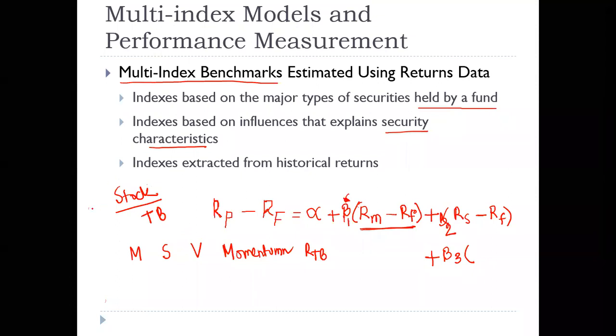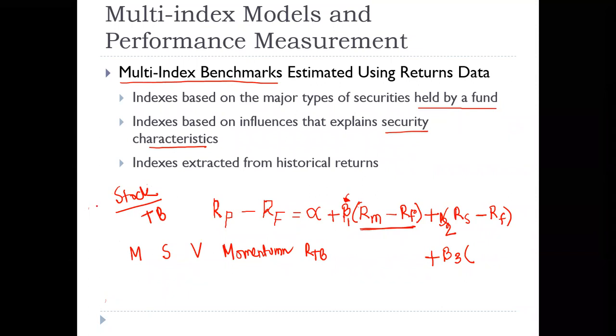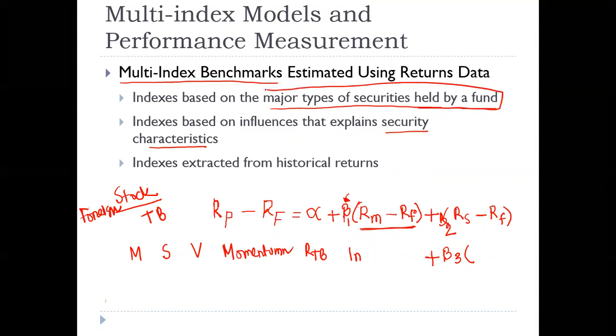And if there are some stocks in the portfolio which are foreign stocks, do you feel that there should be an index which represents the return of foreign stocks? It is based on this understanding, based on the major types of securities held by a fund.